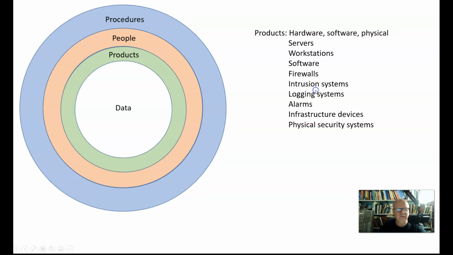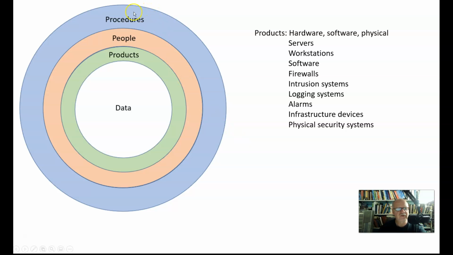Third are the products, and the products, of course, are the hardware, the software, and then the physical grounds themselves. The servers, the workstations, the software, firewalls, intrusion systems. By intrusion systems, I mean both the computer intrusion systems as well as physical intrusion systems. Logging systems, alarms, infrastructure devices, physical security systems, doors, gates, windows, locks, alarms, and that kind of thing.